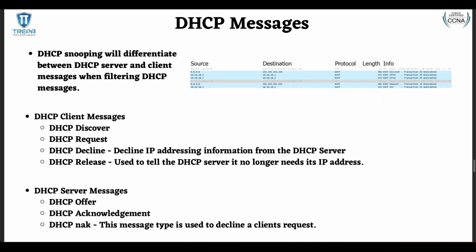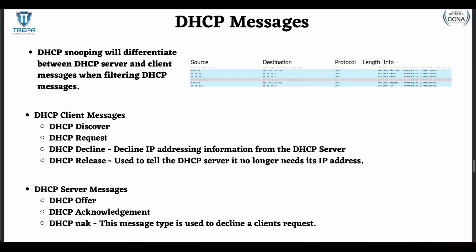Okay, now let's go over the different DHCP messages. This is going to be important information for when we actually go over DHCP snooping and get into the configuration. So DHCP snooping at its core differentiates between DHCP server and client messages when filtering DHCP messages. So remember, again, untrusted only allows client messages. Trusted allows all messages. The types of DHCP client messages we have are discover and request, which are again part of our DORA process like we already talked about.